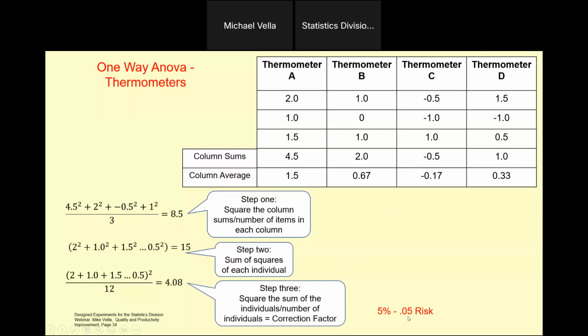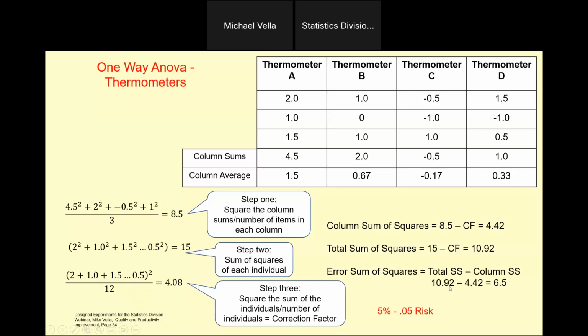In our experiment, we're going to be using a 5% risk value. So the column sum of squares is 8.5, you see that on the left, minus the correction factor, 4.42. Total sum of squares is 15 minus the correction factor equals 10.92. And the error sum of squares is total minus column. So it's 10.92 minus 4.42 equals 6.5.